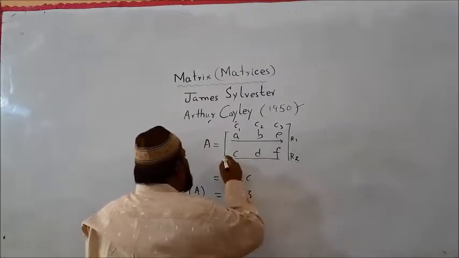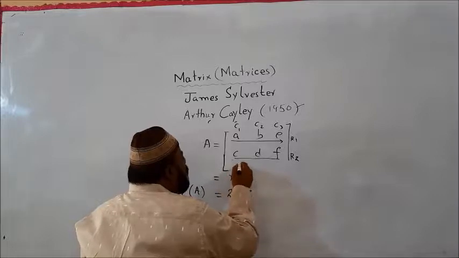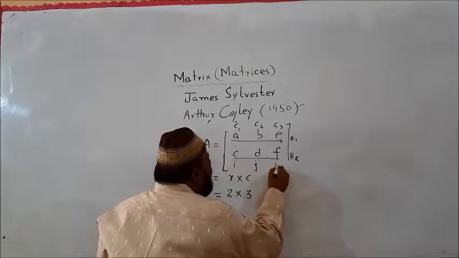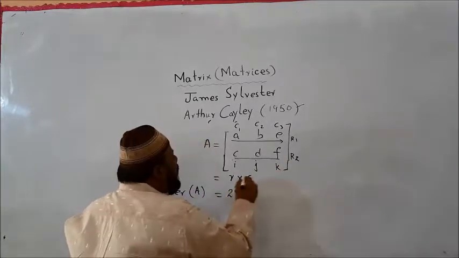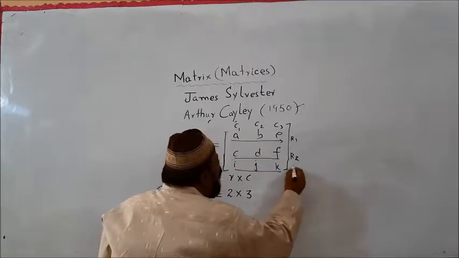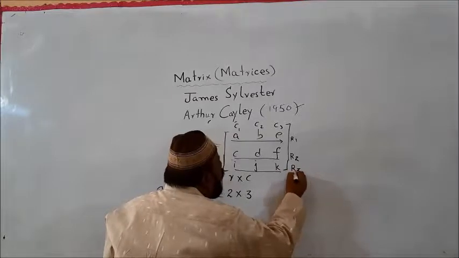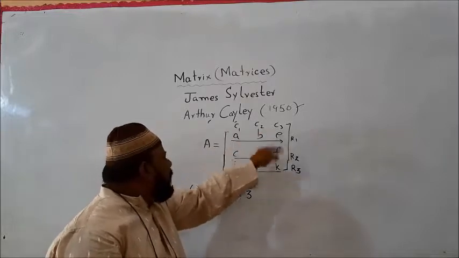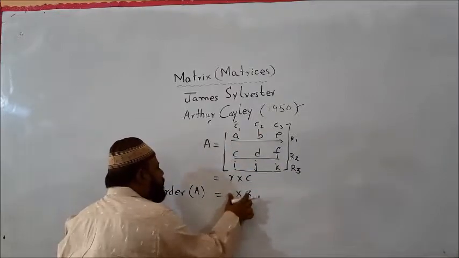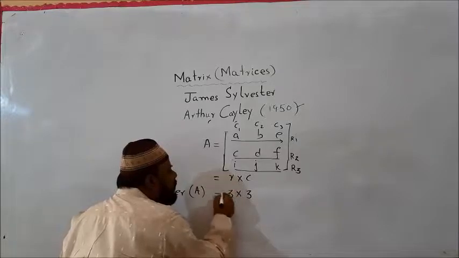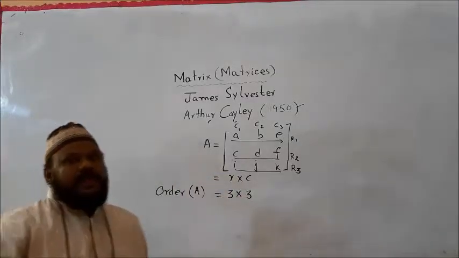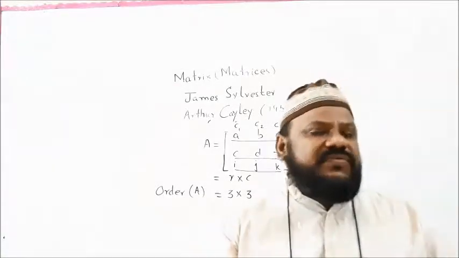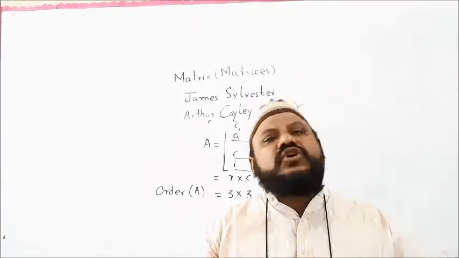I increase here a row. For example, I, J and K. So here is row 3, row 1, row 2, row 3, 3 columns and 3 rows. So you write here just like this. This is order pair of A. In this matrix we say we have 3 rows and 3 columns.